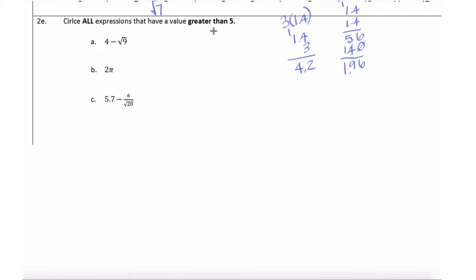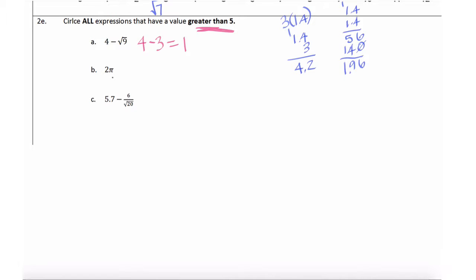Circle all expressions that have a value greater than 5. We're looking for bigger than 5. So again, this is an estimation standard, which is why we're not using a calculator. But look at this first one. The square root of 9 is 3. So that just says 4 take away 3. Well, you know what 4 take away 3 is. It's 1. Does that expression have a value greater than 5? That value is 1. No, that's not greater than 5, so we're not going to circle A.